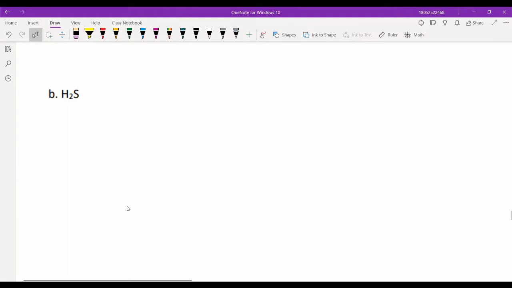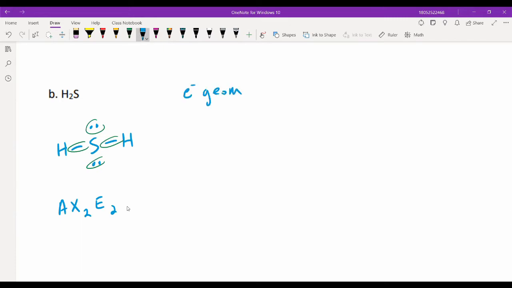And for H2S, we would have a structure similar to water, just with sulfur in the center instead of oxygen. And so we have 2 atoms bonded to sulfur, and also 2 lone pairs, right? So we're counting the bonds as the X2, and then 2 lone pairs. So what we're going to have for the electron geometry is tetrahedral. By the way, if you add up X plus E, that adds up to 4, right? And that's going to go with tetrahedral.